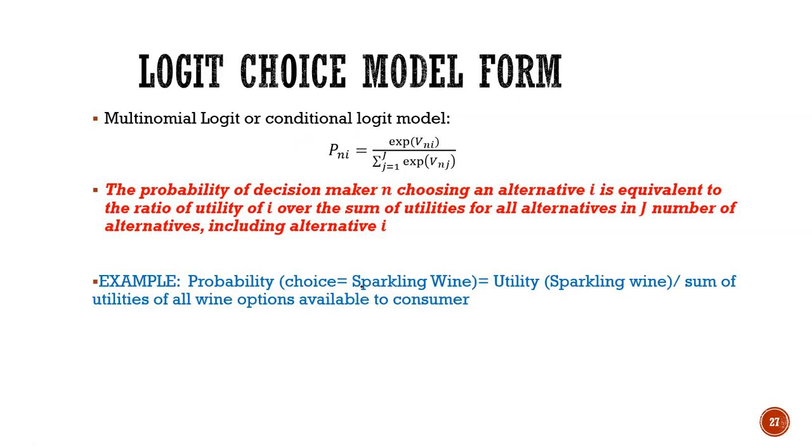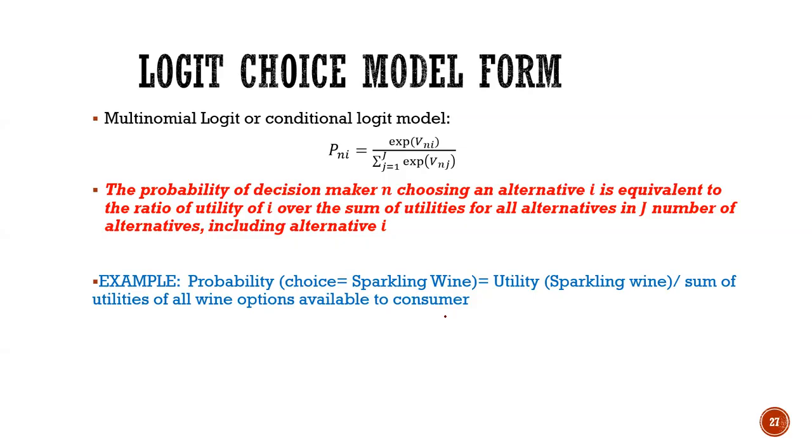So for example, if you're choosing sparkling wine, let's say the consumer went to Coles and bought a sparkling wine. To understand the probability of choosing that sparkling wine, we relate. The formula says that the probability of choosing a sparkling wine is the latent utility derived from that wine divided by the sum of utilities of all the wine options available to the consumer.